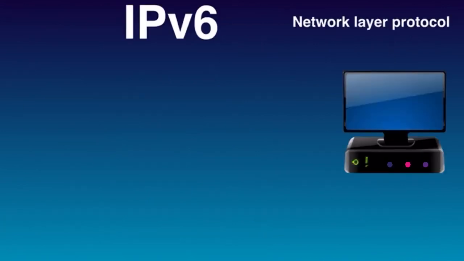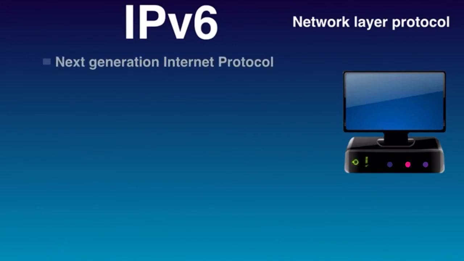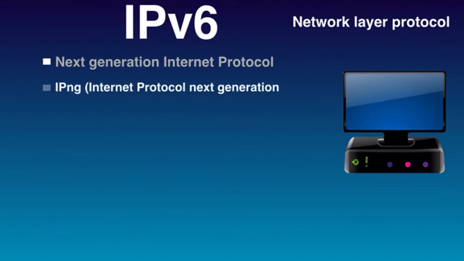Let's talk about version 6. IP version 6 is the next generation Internet Protocol standard. It is also called IPNG, Internet Protocol Next Generation. It was created to deal with IP version 4 exhaustion. It is the most recent version of Internet Protocol, a communications protocol that provides an identification and location for computers on networks and routes traffic across the Internet. It is a network layer protocol that includes addressing and control information for enabling packets to be routed in the network.